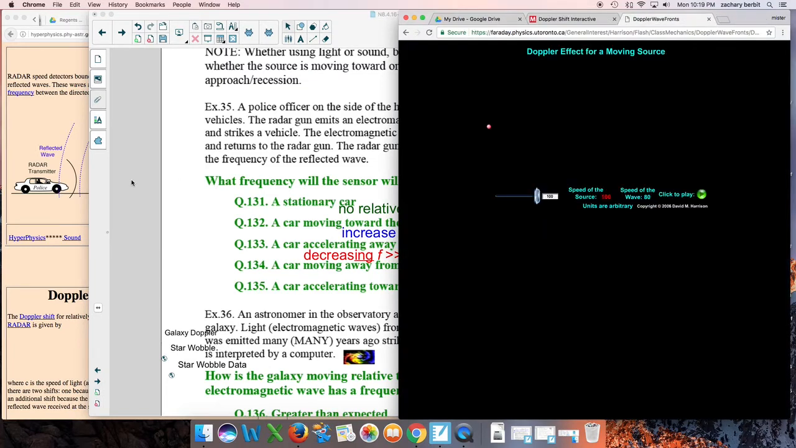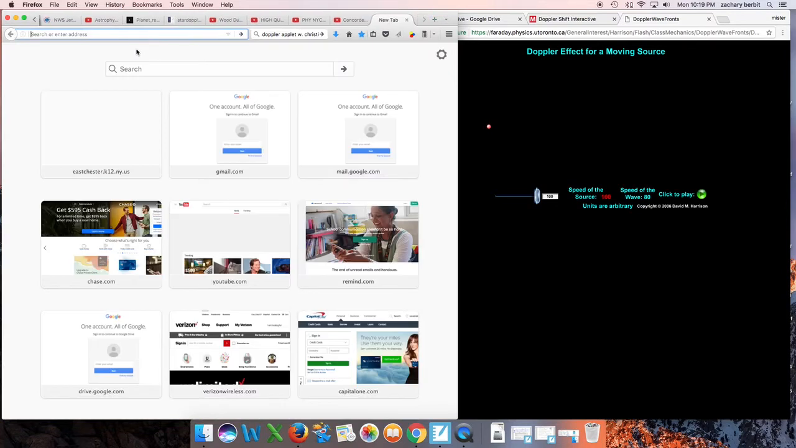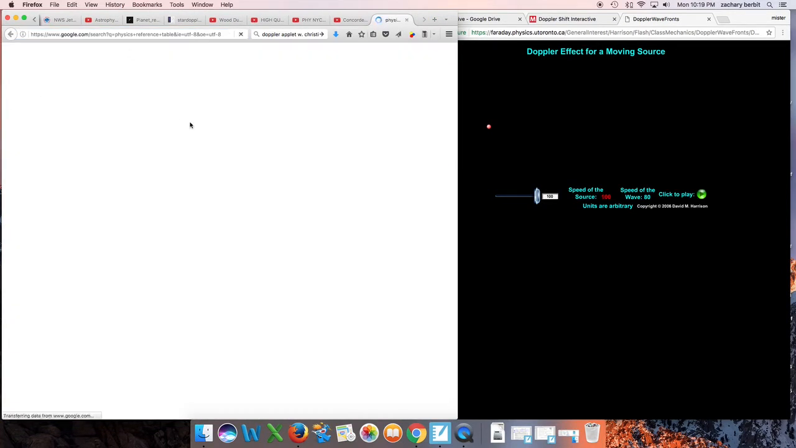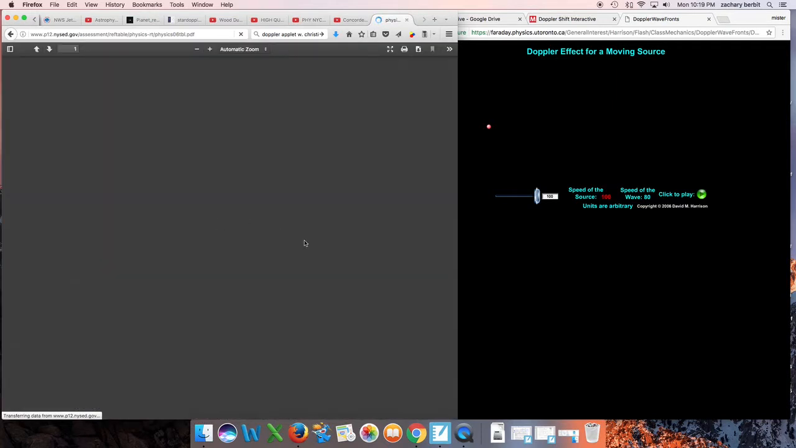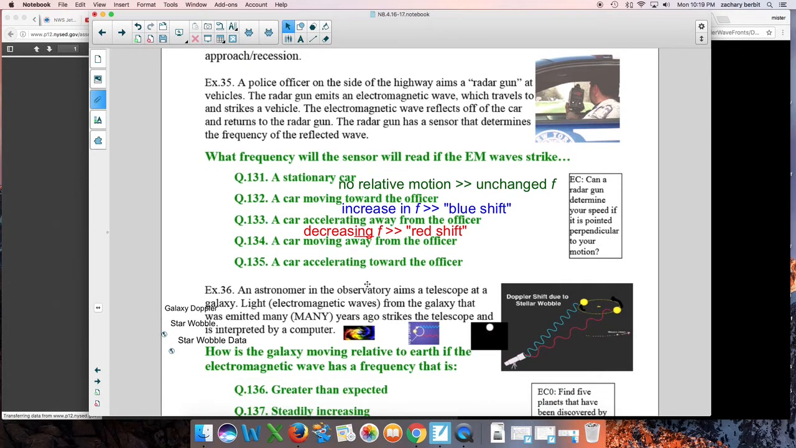Doesn't seem to want to load it. Let's check it out over here. Maybe we can get a little bit of physics reference table action. Sometimes Firefox is our friend. Sometimes Chrome is our friend. Sometimes none of the above. So let's try this out. I have more hope.